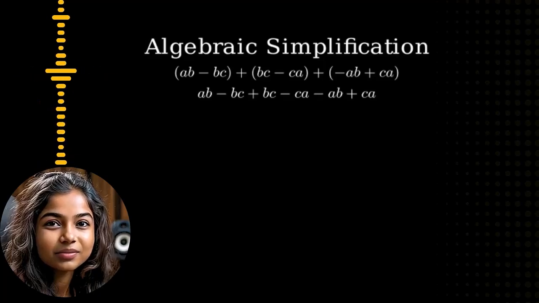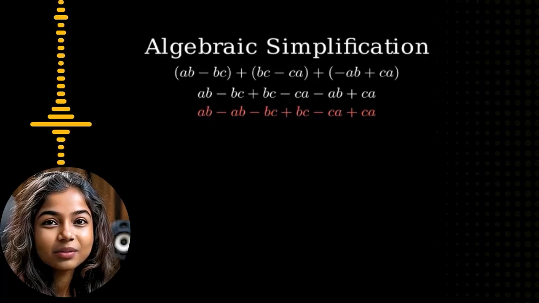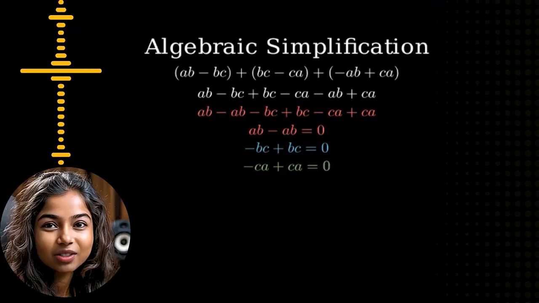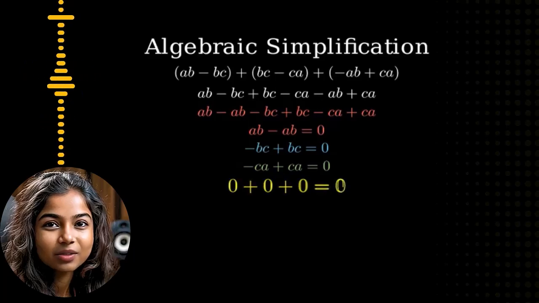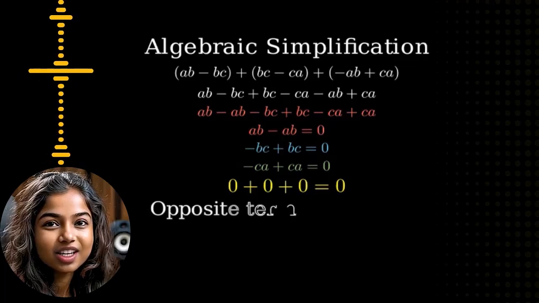Now let's group like terms. We have AB terms, BC terms, and CA terms. Let's combine like terms. Notice that for each type of term, we have an equal number of positive and negative values. Therefore, when we combine all terms, we get 0. This happened because each term had an equal and opposite term, leading to cancellation.